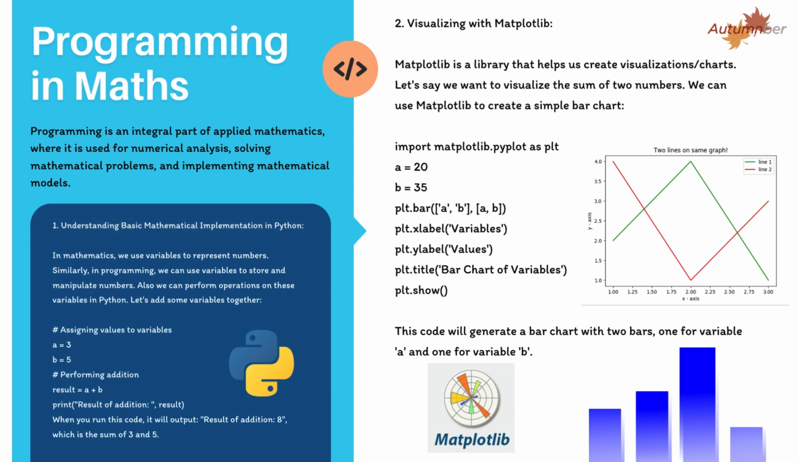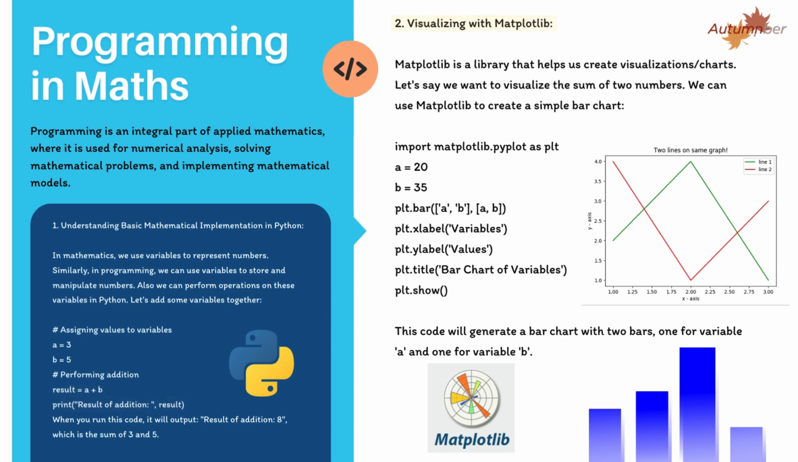In mathematics, we use variables to represent numbers. Similarly, in programming, we can use variables to store and manipulate numbers. Also, we can perform operations on these variables in Python. Let's add some variables together. We'll create two variables and assign them some values. To add them, we'll create another variable called result, and its value will be the expression a plus b, which would result in the sum value, i.e. 8.